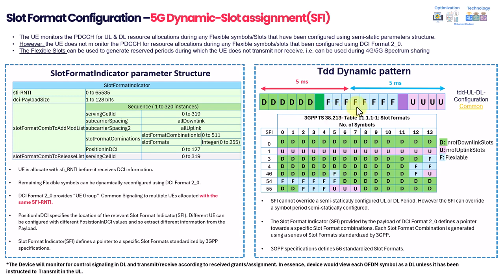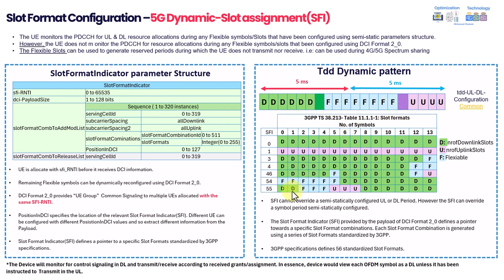So these kind of flexible slots can change dynamically, within the symbols occupied by them. And again, the dynamic configuration can only change the remaining flexible symbols or those partially configured as downlink and uplink, but it cannot touch whatever has been identified as downlink and uplink. So it will only be working in this area.